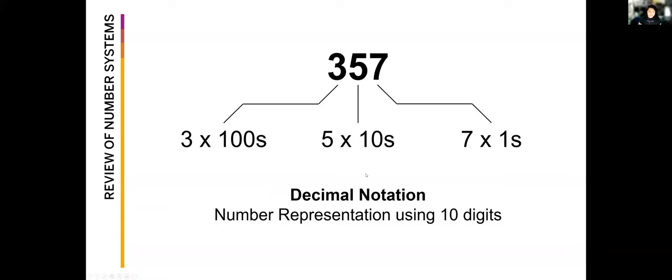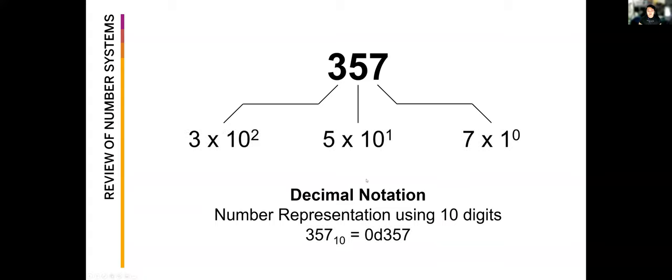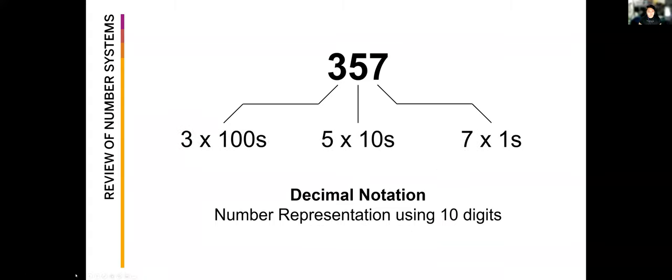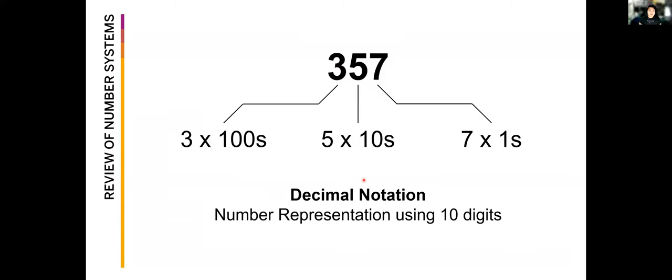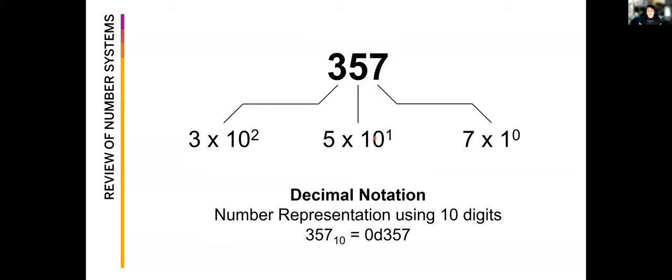Now, decimal notation, I've mentioned base 10. Decimal notation is also called base 10, for the reason that the hundreds, the tens, and the ones, we can represent using an exponent with a base of 10. So if we transform it here, 10 squared means 100, 10 raised to 1 means 10, and 10 raised to 0 is 1. So it means exactly the same thing. From here, 3 times 100 is equivalent to 3 times 10 squared, 5 times 10 to the 1, and 7 times 10 to the 0.